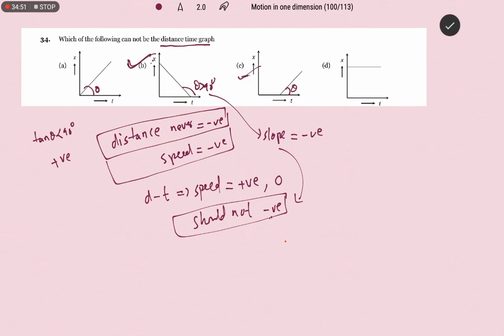And this one, x is constant, that means speed is 0. Speed can be 0, so that is possible. So the second graph cannot be the distance and time graph. Why can it not be a distance and time graph? Because speed can never be negative, since it is a graph plotted between distance and time.